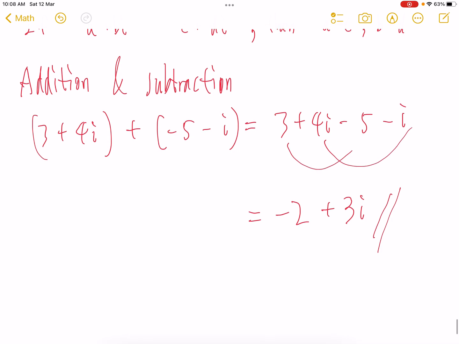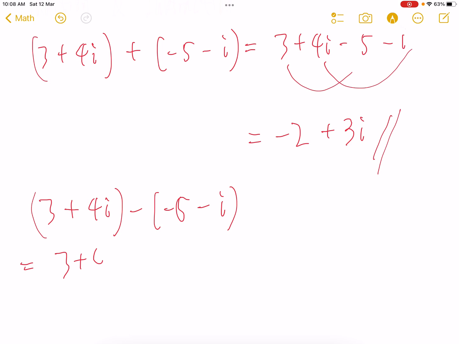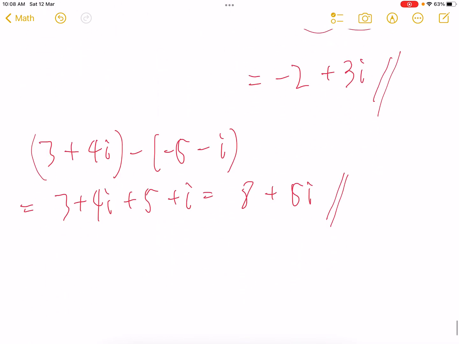And subtraction is more or less the same. So I'm going to use the exact same example. 3 plus 4i, this time minus negative 5 minus i. So again, break the brackets and we get 3 plus 5 is 8. 4i plus i is 5i. So this is our answer.